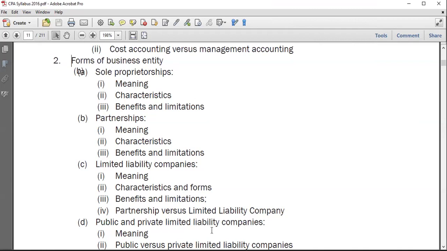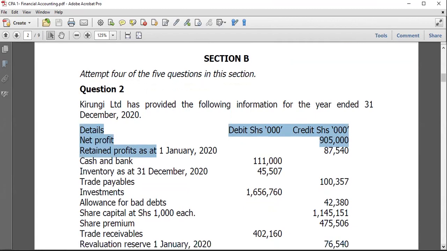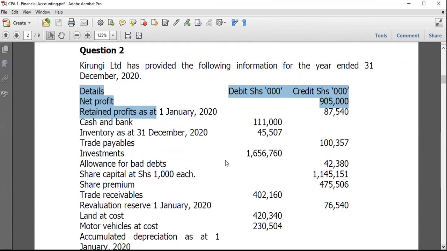So when you look at this question that we have been given, which is basically Kilungi Limited, you know that this is now a private limited company. So they're telling us that Kilungi Limited has provided the following information for the year ended 31st December 2020. And they have given us this information. As you can see, it looks like it's in the format of a trial balance, because we can see details, then we can see debit, and then we can see credit, as you can see right there.